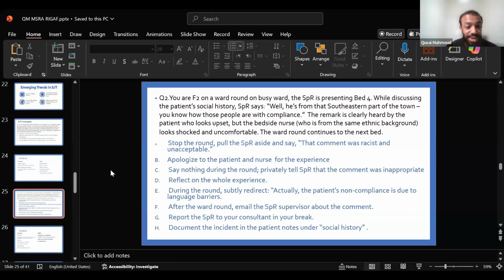Who would tell me why B is not a good option here? It's very tricky, but B is not a good option here. Any thoughts? Why is B not a good option? Because basically, you cannot apologize on behalf of someone. You are representing the organization, the trust, the NHS, the GMC. You can apologize for the experience, for the encounter, for the feeling, not on behalf of someone.